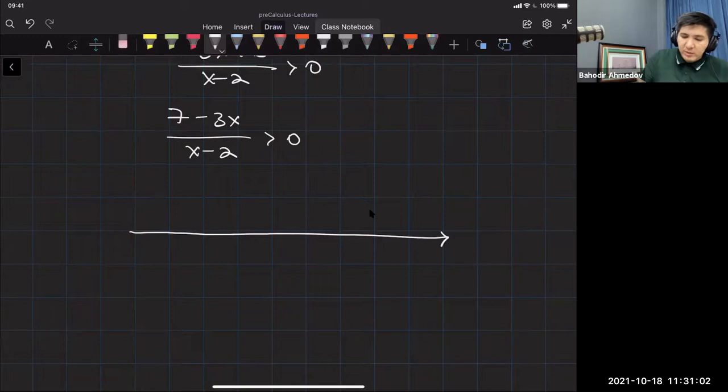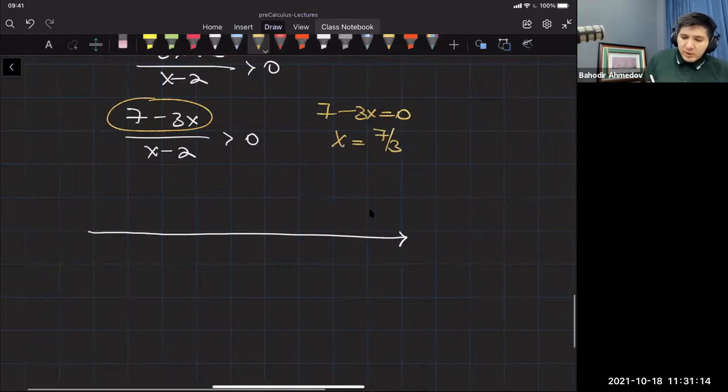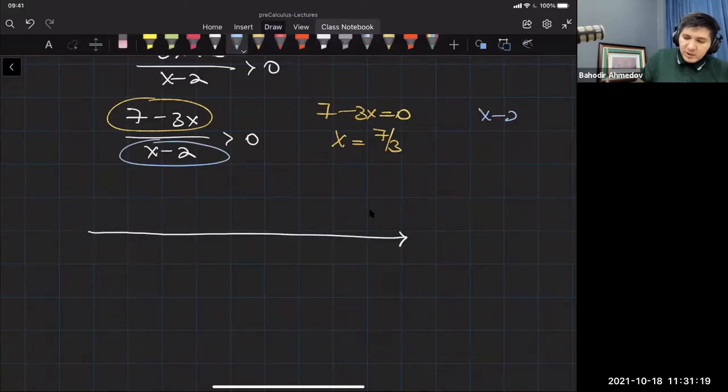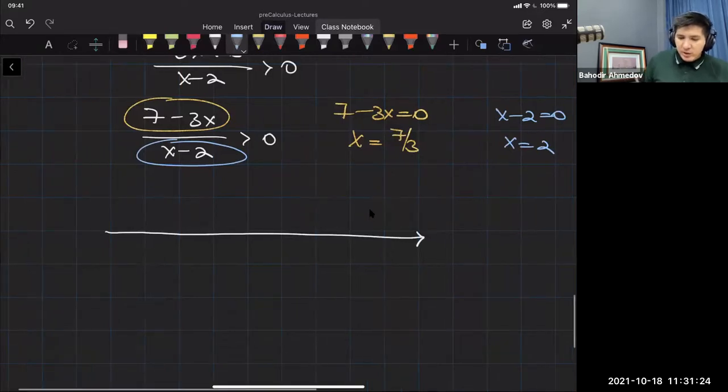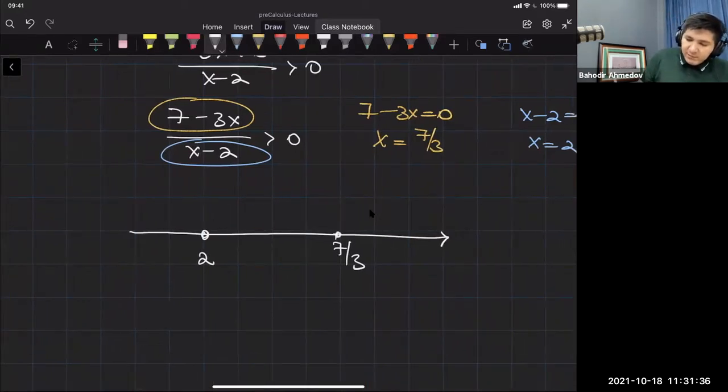What is the root of the numerator? 7 minus 3x is equal to 0, then x is equal to 7 over 3. And what is the root of the denominator? x minus 2 is equal to 0, x is equal to 2. So now we need to put these numbers, 2 and 7 over 3, because 7 over 3 is greater than 2. So we need to identify the signs.